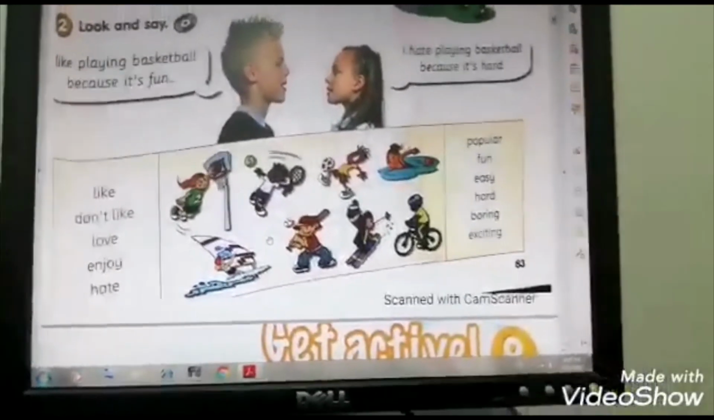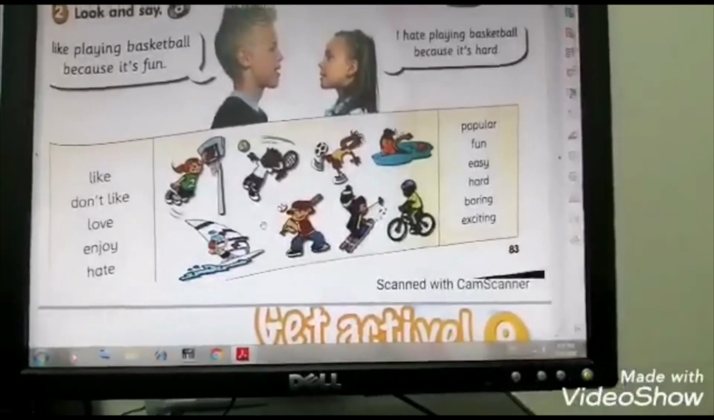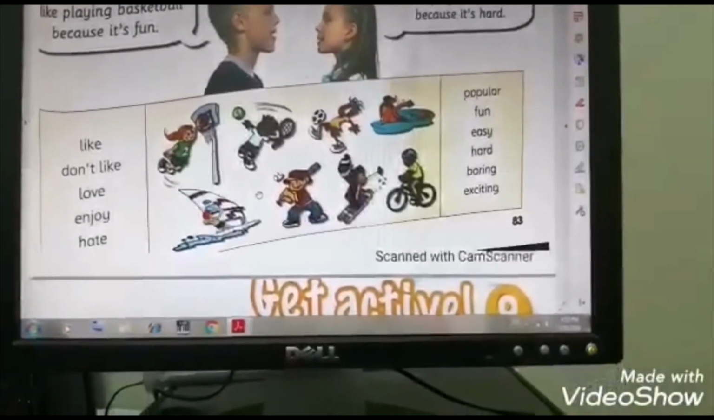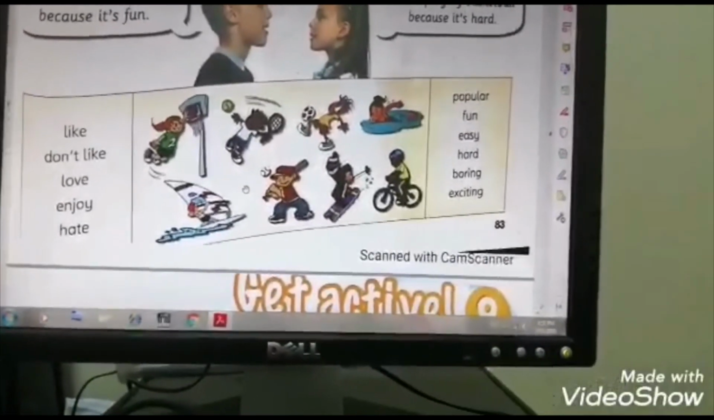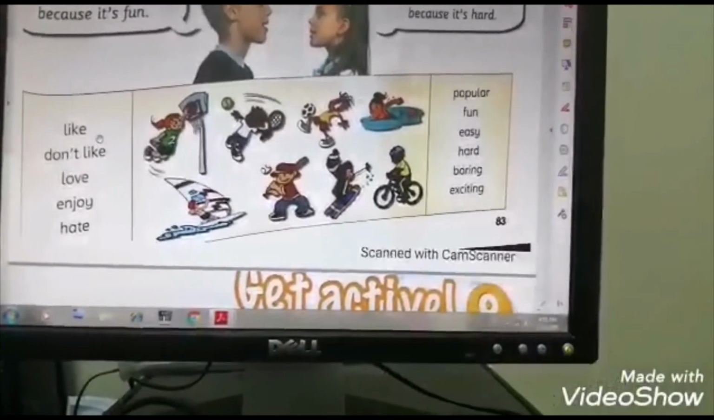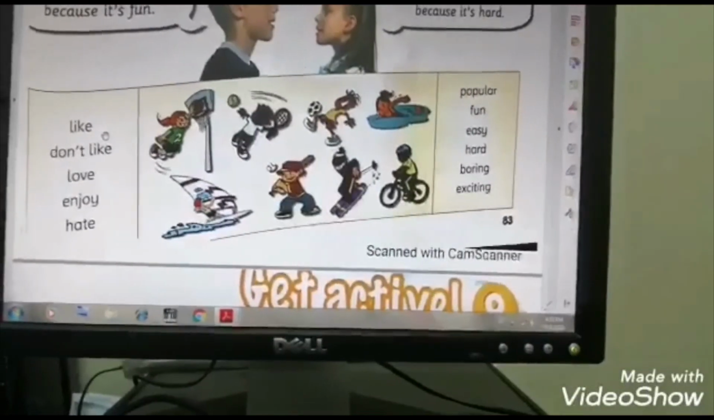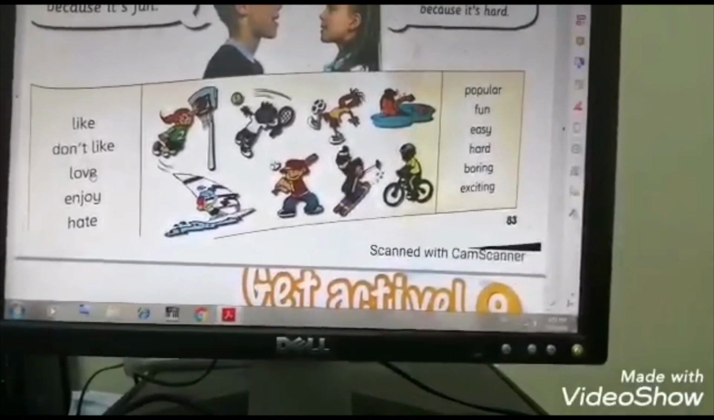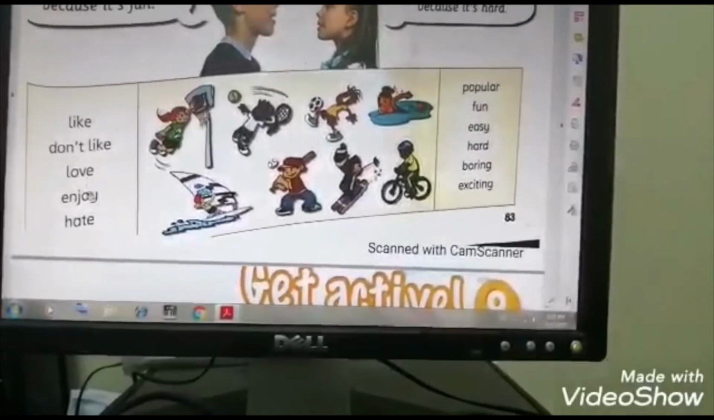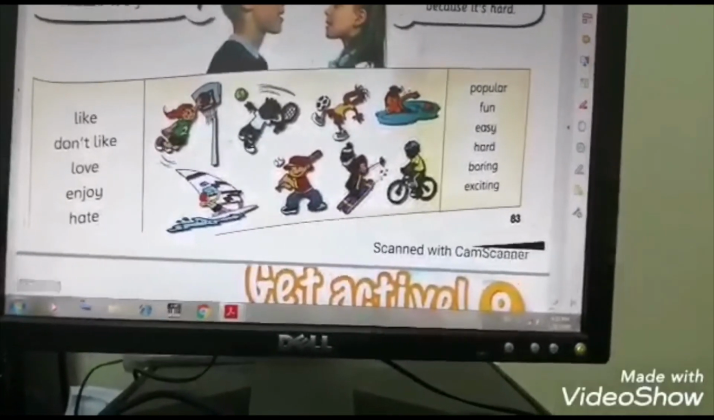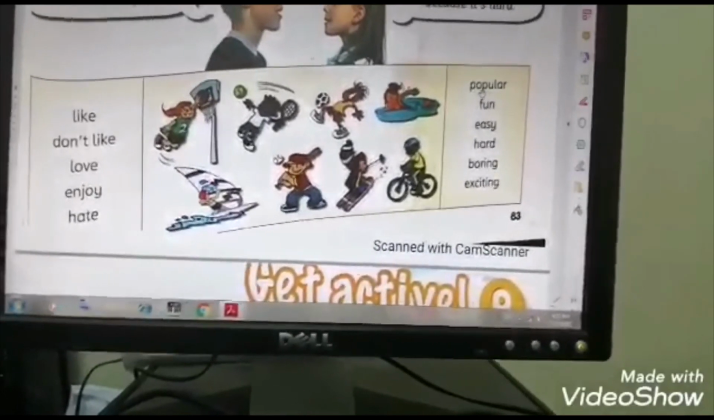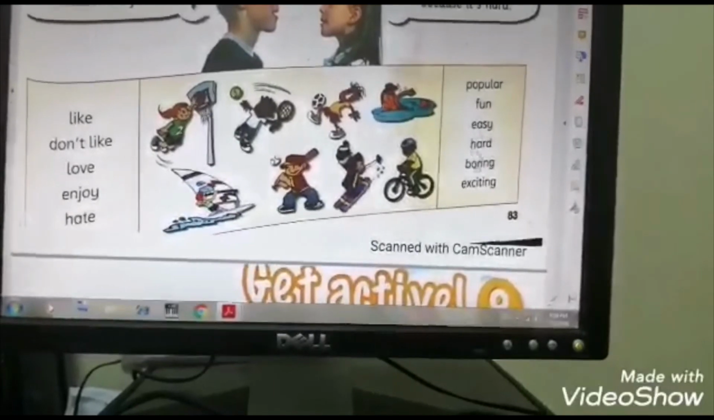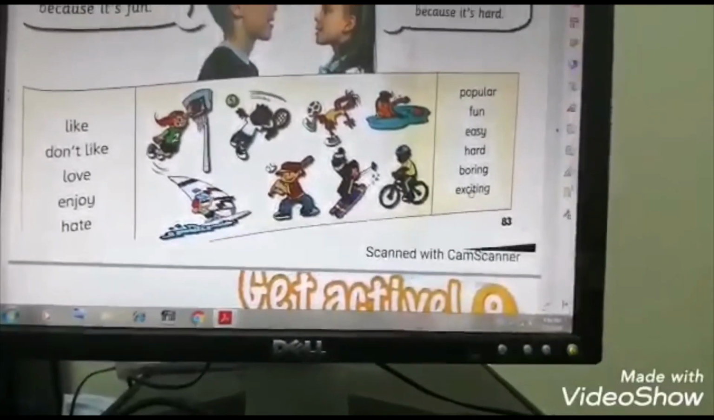As you listen to how they are describing their likes and dislikes, notice that they have some reason. Look at the graph. When we want to tell how we feel about something, there are some expressions like don't like, love, enjoy, hate. And there are some adjectives: popular, fun, easy, hard, boring, exciting.